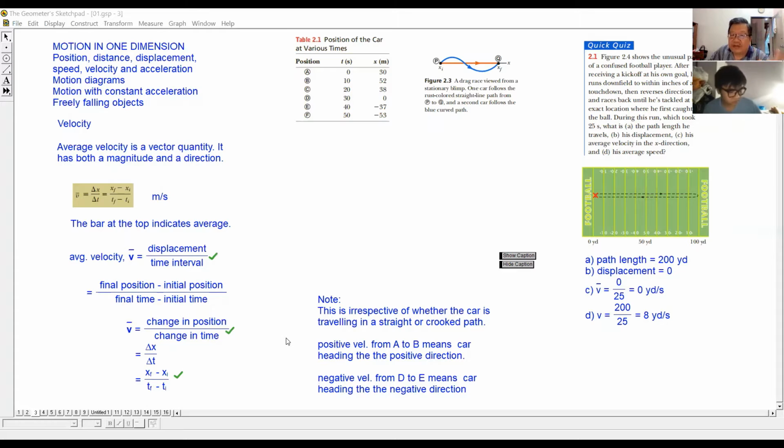That means you start from A, you end up B. So B is the final one. A is the initial. So can you use this formula to find the average velocity from A to B?